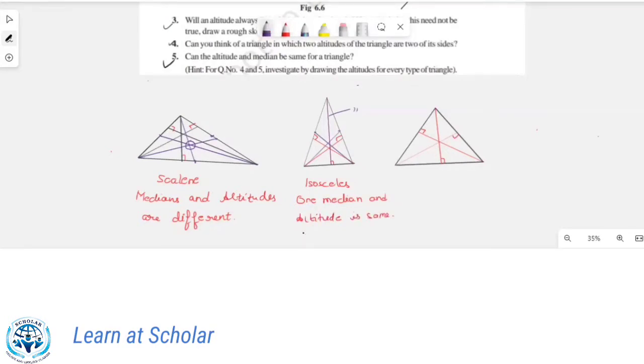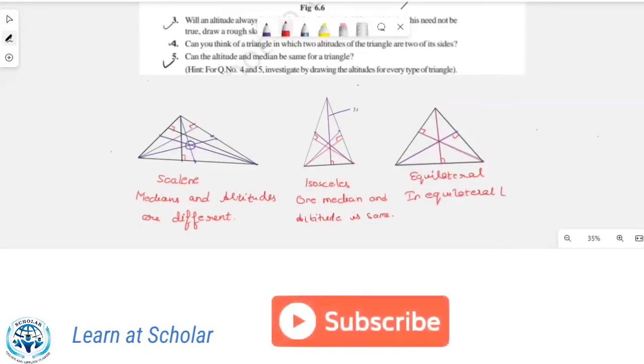Now in the third triangle, this is the first median, this is the second median, and this is the third median. We can see in the equilateral triangle, all the medians and all the altitudes are the same. So yes, the altitudes and medians can be the same for the triangle.